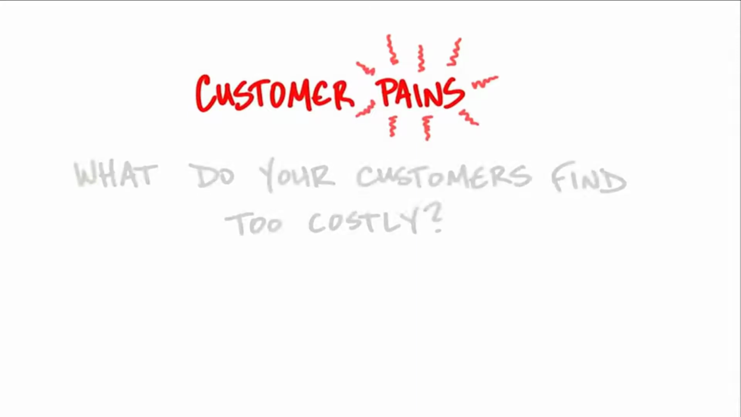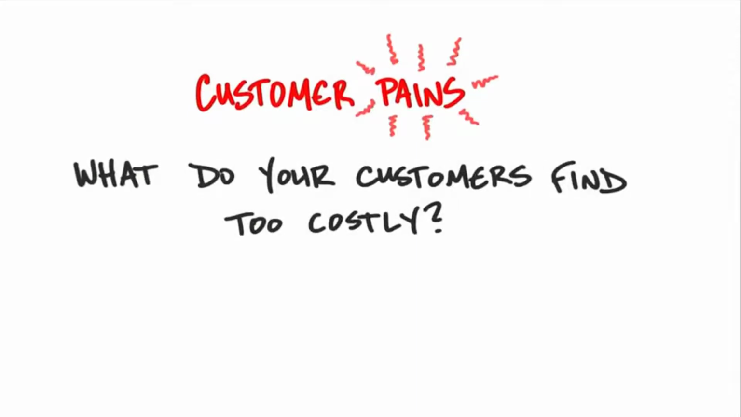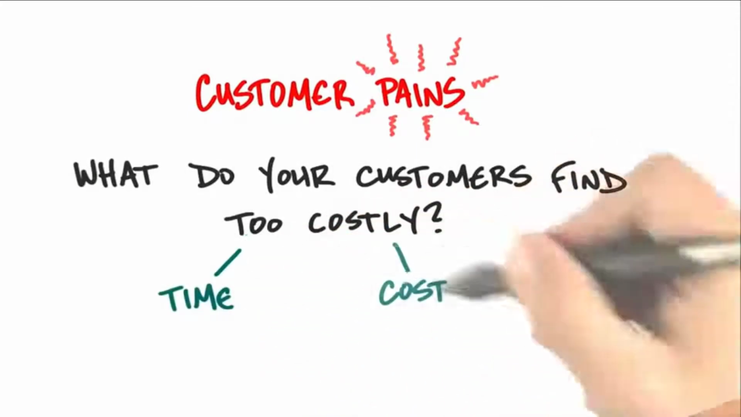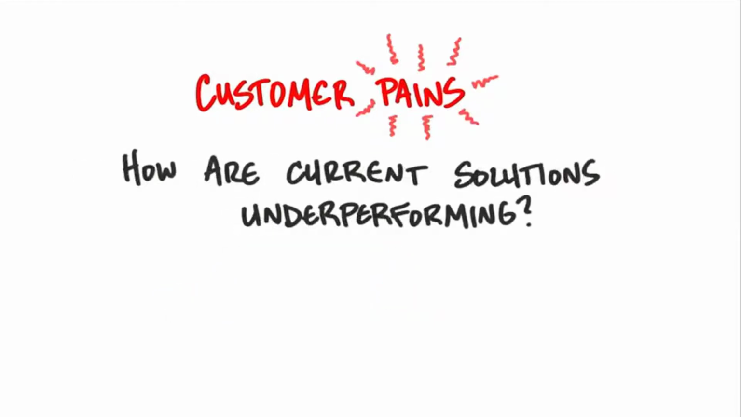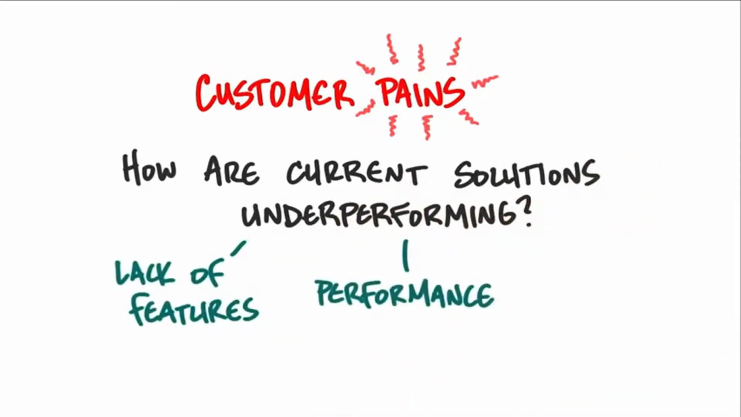Is there something your customers find too costly? Again, is it about time, and it costs too much? This is essentially the flip version of the gains. The pains are, what could we solve for these customers that they hate? Is there something about their product or service that's underperforming? It's missing features, it's too slow, it doesn't work well, it's buggy.